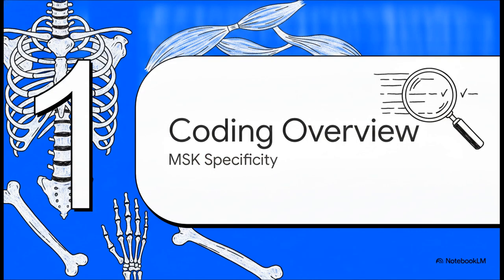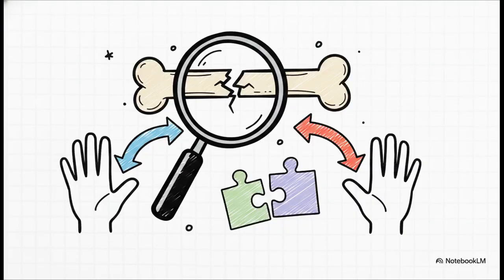Section 1, Musculoskeletal Coding Overview. So listen, in musculoskeletal coding, being vague absolutely does not pay. Your code selection is driven by hyper-specific clinical details. We need exact bone and joint identification. We have to know the specific fracture patterns, like is the fracture open or closed? Is it comminuted, which just means fragmented, or is it displaced versus non-displaced?